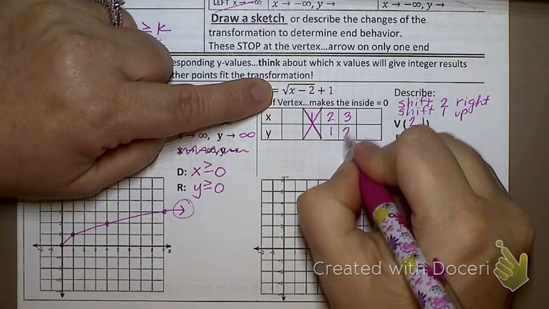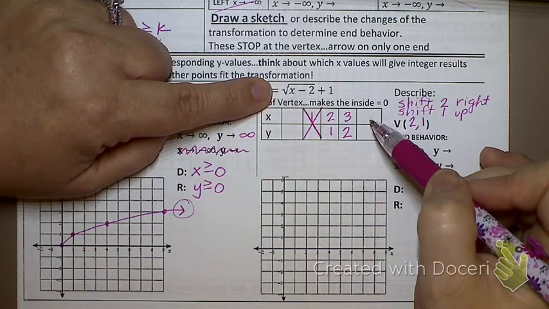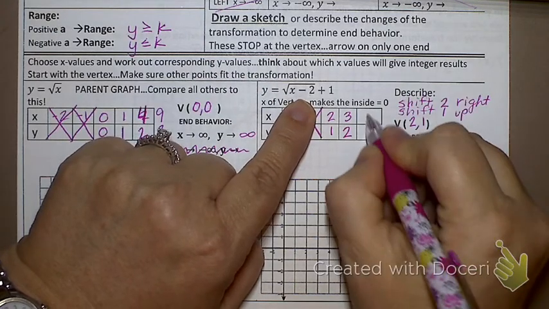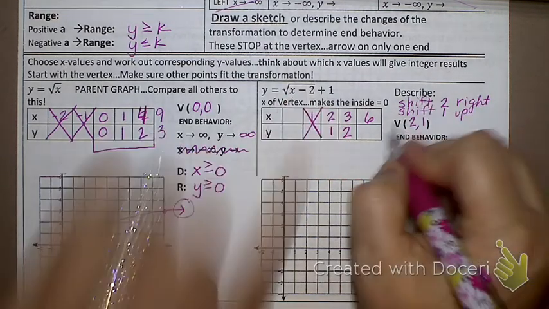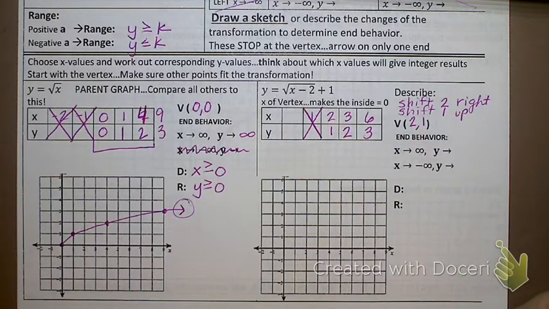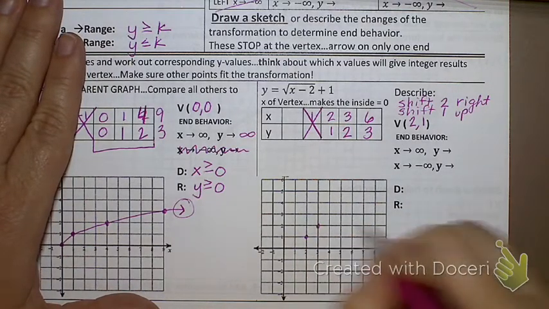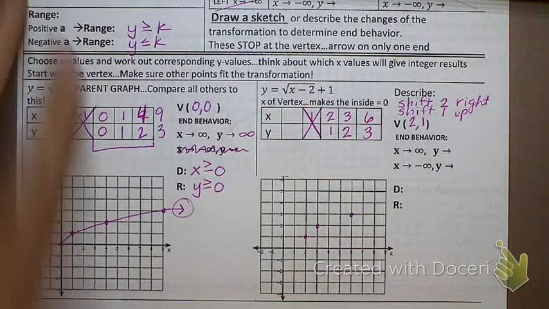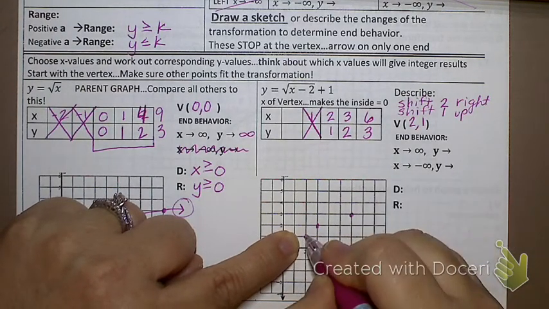Plus 1 is 2. What do you think is the next number I should use? Should I use 4? Because 4 minus 2 is 2 and I can't take the square root of that. 6, because 6 minus 2 is 4, I can take the square root of that. That's 2. Plus 1 is 3. So there's my 3 points, my vertex plus 2 others. Let's graph those. 2, 1, 3, 2, 6, 3. And which one was my vertex? The 2, 1 or the 6, 3? The 2, 1.